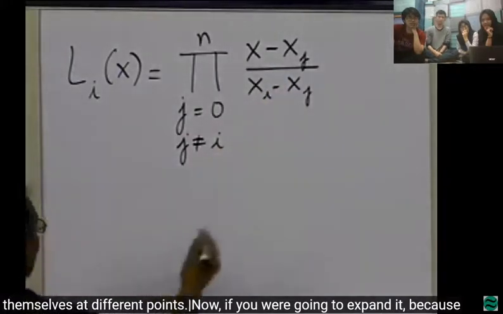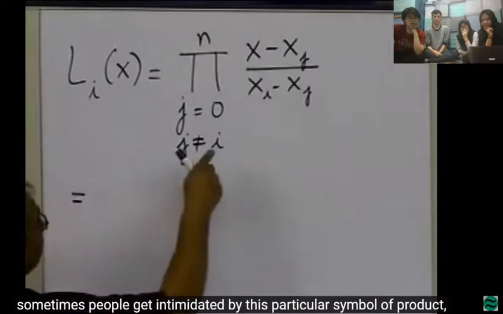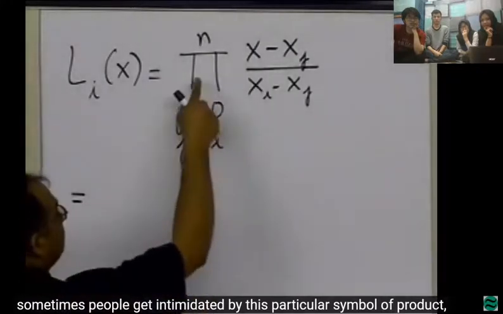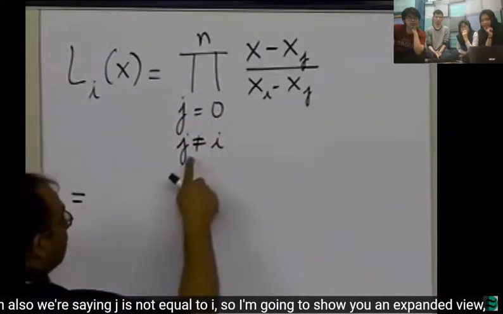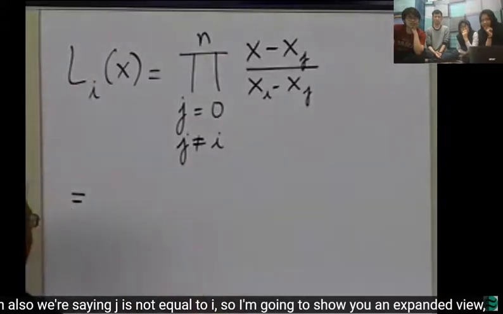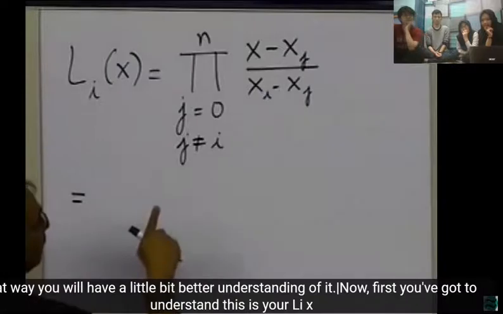the values of x themselves at different points. Now, if you are going to expand it, because sometimes people get intimidated by this particular symbol of product, and also we're saying j is not equal to i, I'm going to show you an expanded view. That way you will have a little bit better understanding of it.